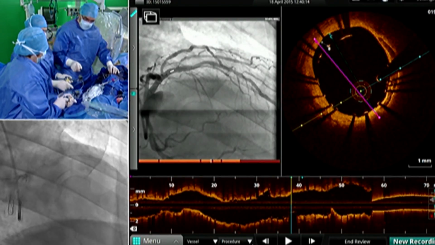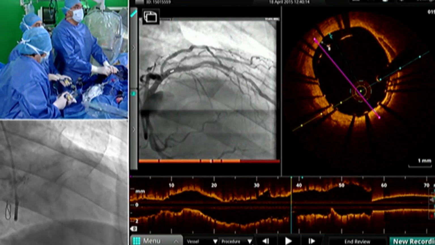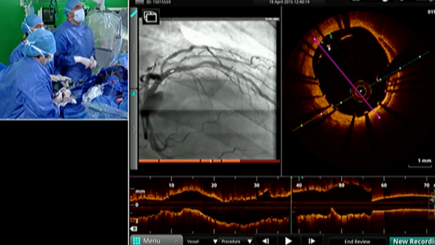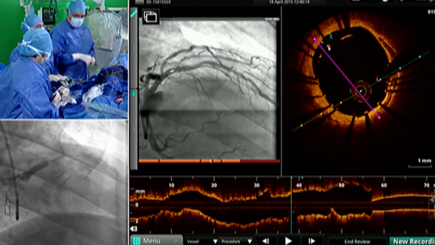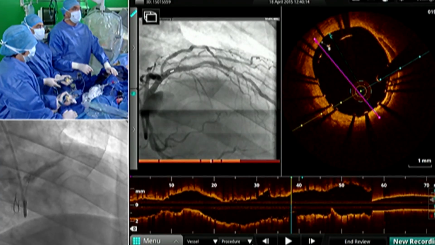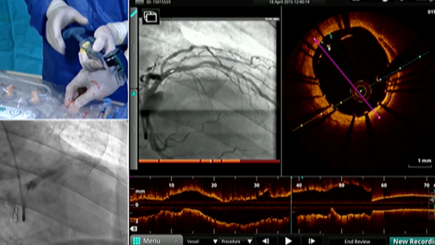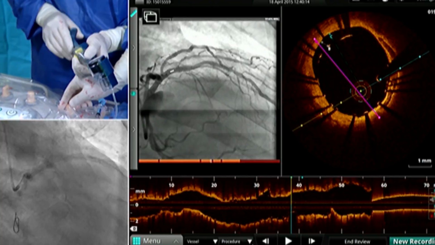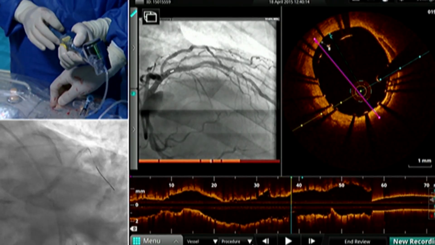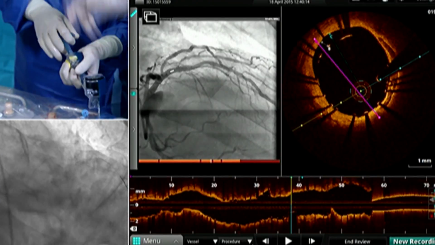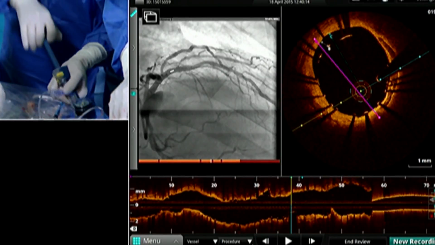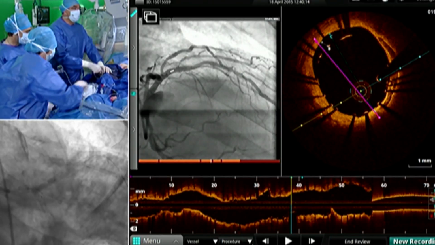Okay, so the 4-0. Inflation of the 4-0, 16, 18 atmospheres. Okay, here we are, descend 14. Now we can inflate the circumflex. So we will do a sort of kissing, and to protect, we can go up to 16 atmospheres on the circumflex. Okay, done. Okay, pressure down on both.